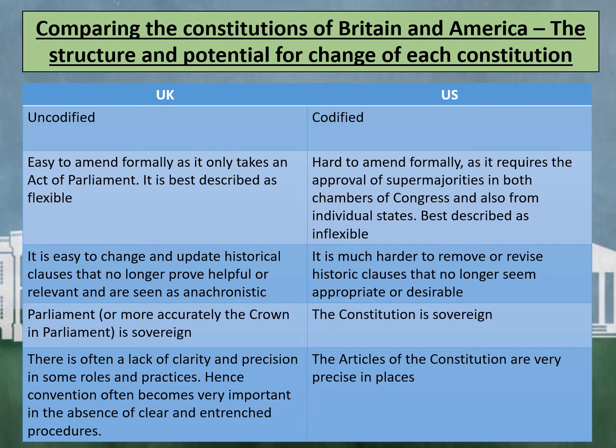It is easy to change and update historic clauses that no longer prove helpful or relevant and are seen as outdated in the UK Constitution. However, it is much harder to remove or revise historic clauses that no longer seem appropriate or desirable in the US Constitution. Parliament, or more accurately the Crown in Parliament, is sovereign in the UK, but in the US the Constitution is sovereign. Finally, there is often a lack of clarity and precision in some roles and practices in the UK Constitution. Hence, convention often becomes very important in the absence of clear and entrenched procedures. But in the US Constitution, the articles of the Constitution are very precise in places.